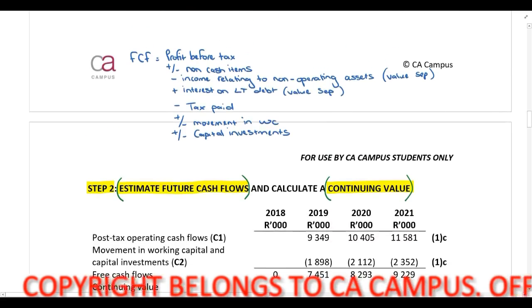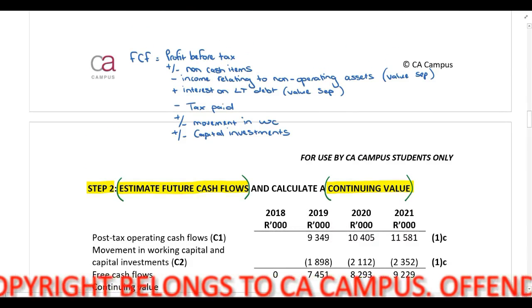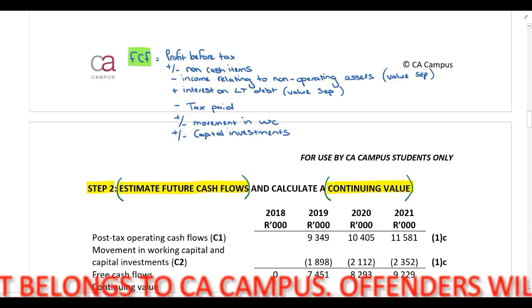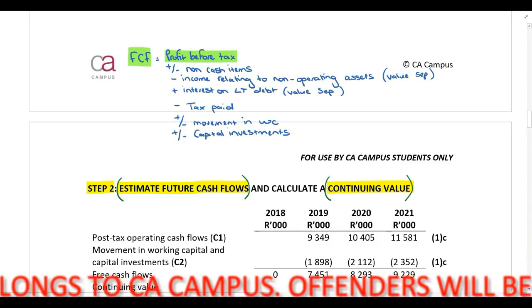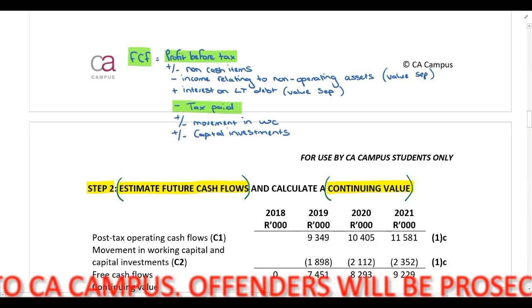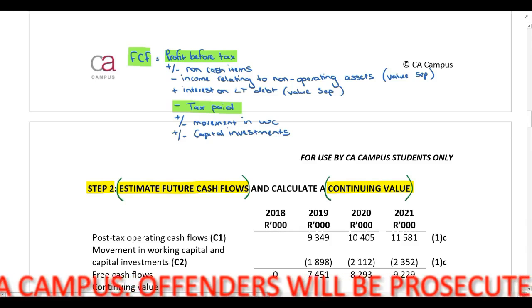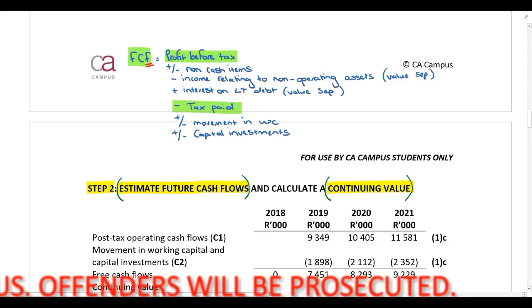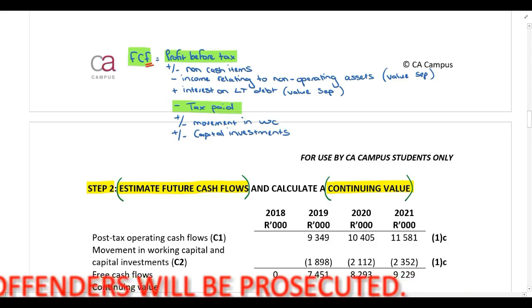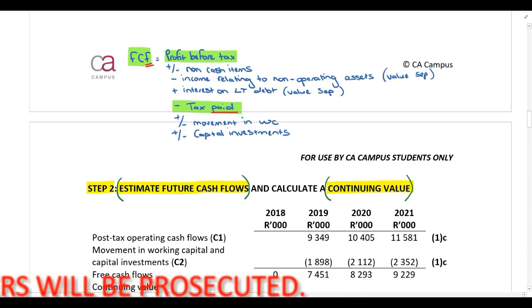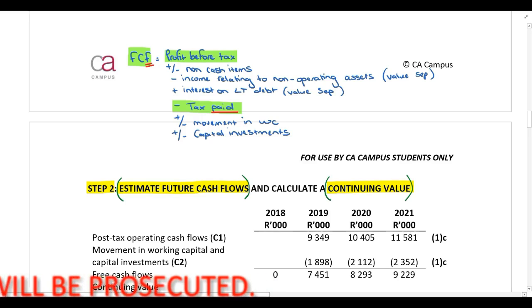Now guys, as per your lecture notes, I recommend that you calculate free cash flows by starting with profit before tax and then deducting tax paid. And the reason why we start with profit before tax is we are trying to calculate cash flows over here, meaning I'm not interested in the tax expense as per the statement of comprehensive income. I want the tax that the company actually paid during the period, so the tax cash flow.